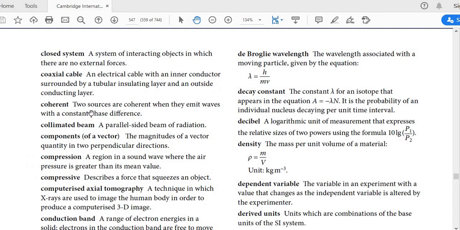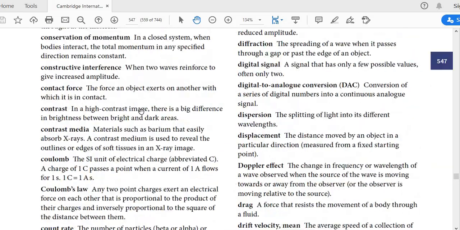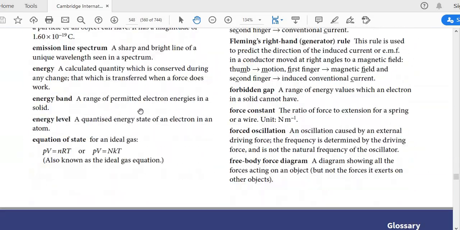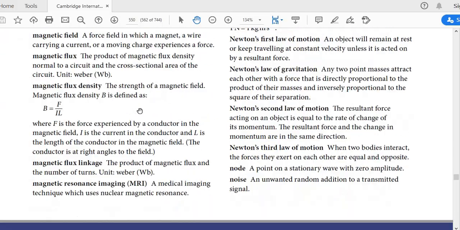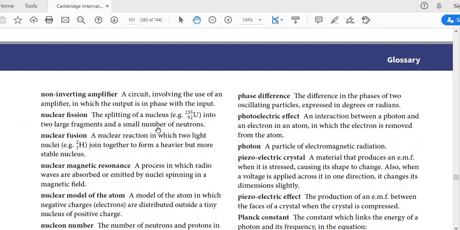Okay, so what is coherent? Two sources are coherent when they emit waves with a constant phase difference. Now we might wonder what is phase difference. Phase difference, scroll down, this is the glossary. Phase difference: the difference in phase of two oscillating particles expressed in degrees or radians.